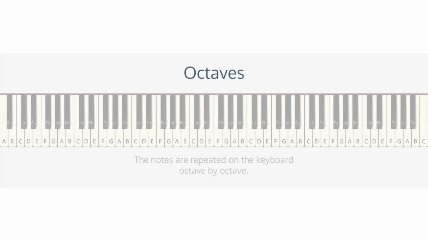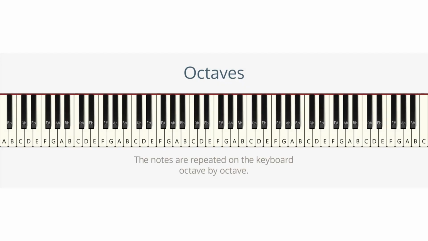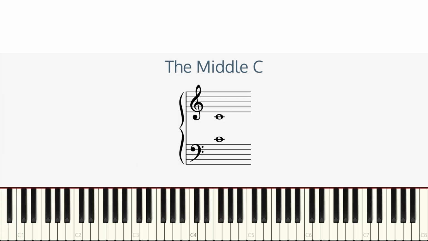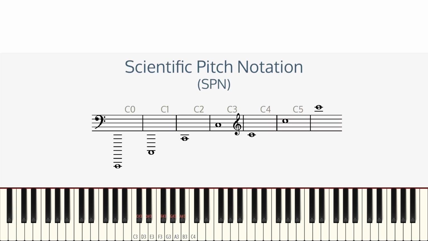As you can see, the notes are repeated on the keyboard octave by octave. Musicians need to identify not only the note name but also the octave. We use different systems for this purpose. First, I would like to introduce the middle C. Middle C is on the first lower ledger line in the treble clef and the first upper ledger line in the bass clef. Scientific pitch notation is a standard way to distinguish the octave of the notes.